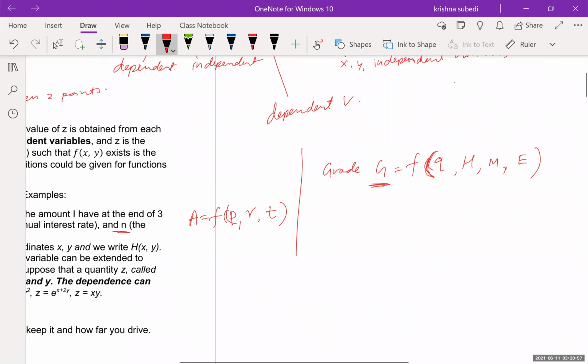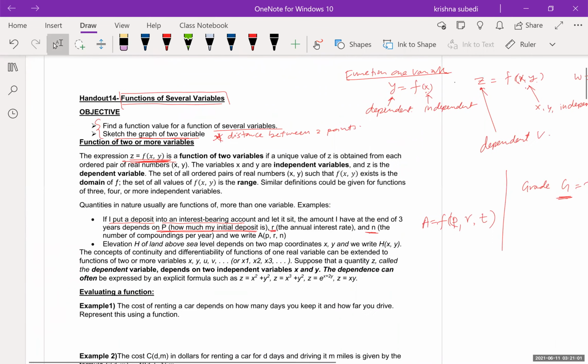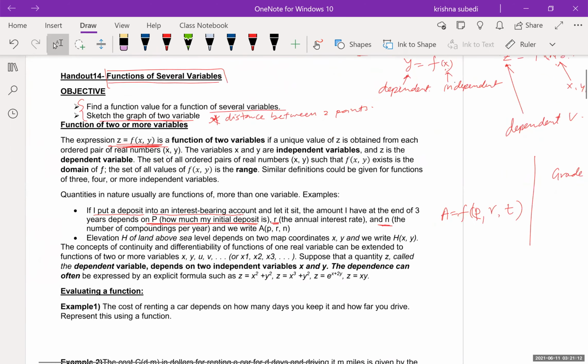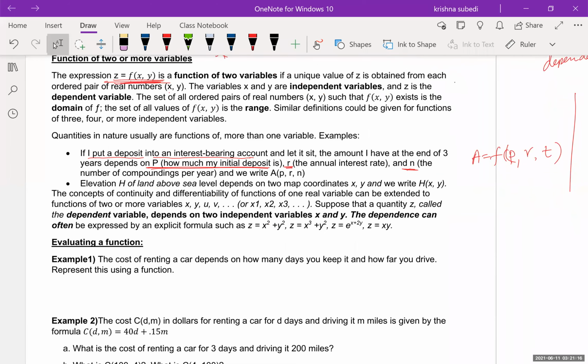So therefore, what we can say is that in order to represent real life situations, we need in general more than one variable, right? So that's why it is important that we are trying to learn function of two or more variables and their derivative and their integration in this course.